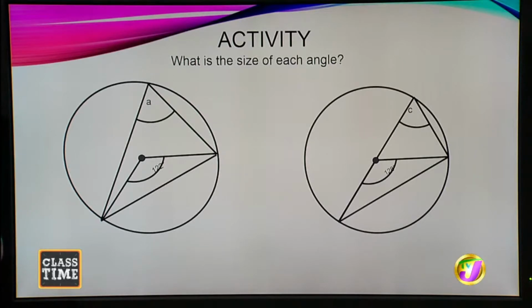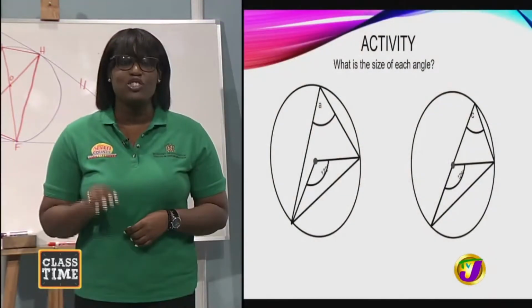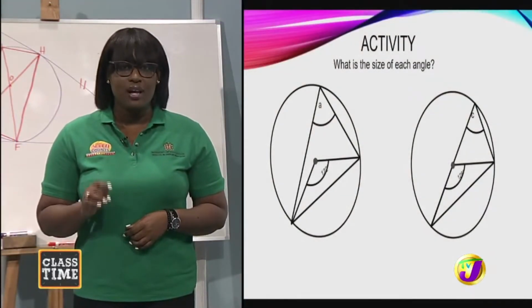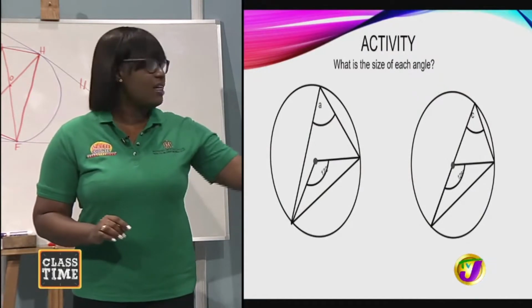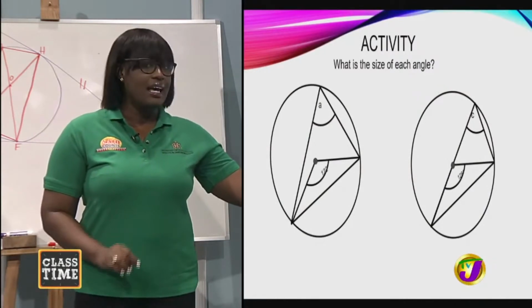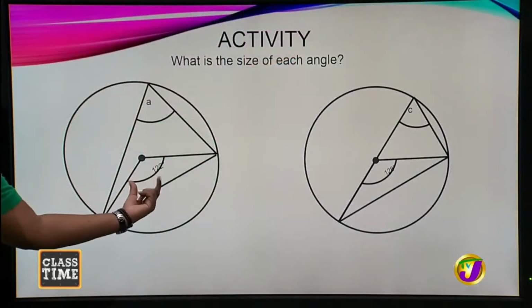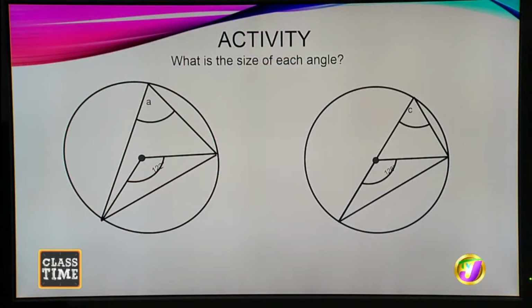I hope again you have out your paper and your pens, and I want you to try these two questions. On the board, we have two circles. In the first, the angle at the center measures 122 degrees. In the second circle, the angle at the center measures 128 degrees. I want you to tell us the measure of angle A and angle C. I'll give you a little time, one minute.